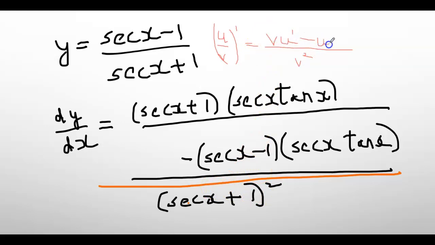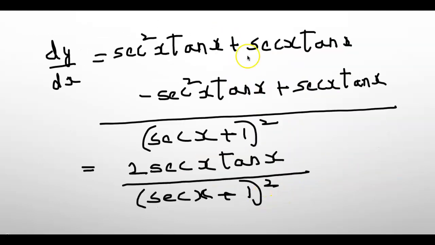minus u v dash. So this is (sec x plus 1) into the derivative of sec x minus 1, that is sec x tan x, minus u, which is (sec x minus 1), into the derivative of sec x plus 1, which is sec x tan x. So when you open the bracket, I get secant squared x tan x plus sec x tan x, minus secant squared x tan x plus sec x tan x. So you can see that the secant squared x tan x gets cancelled. Sec x tan x plus sec x tan x will give you 2 sec x tan x by (sec x plus 1) the whole squared.